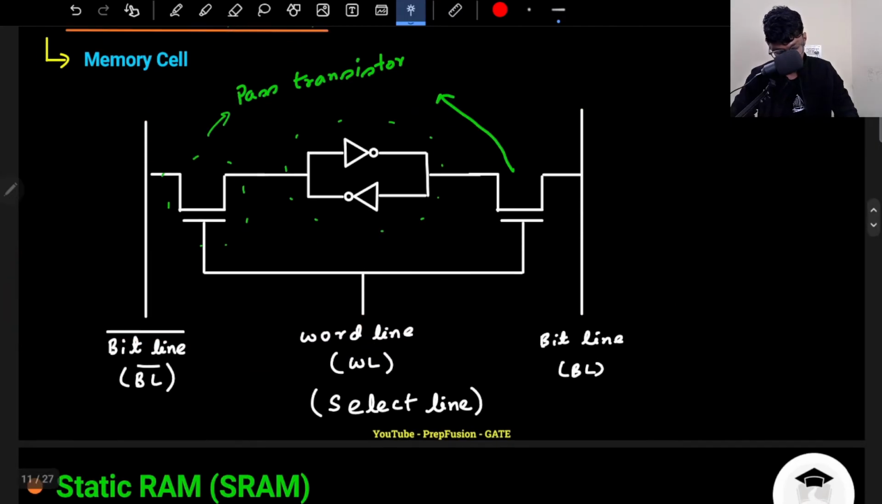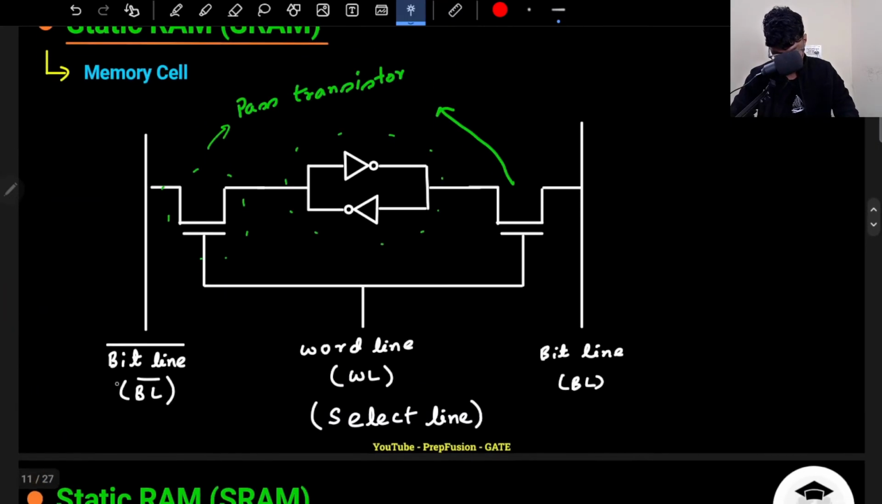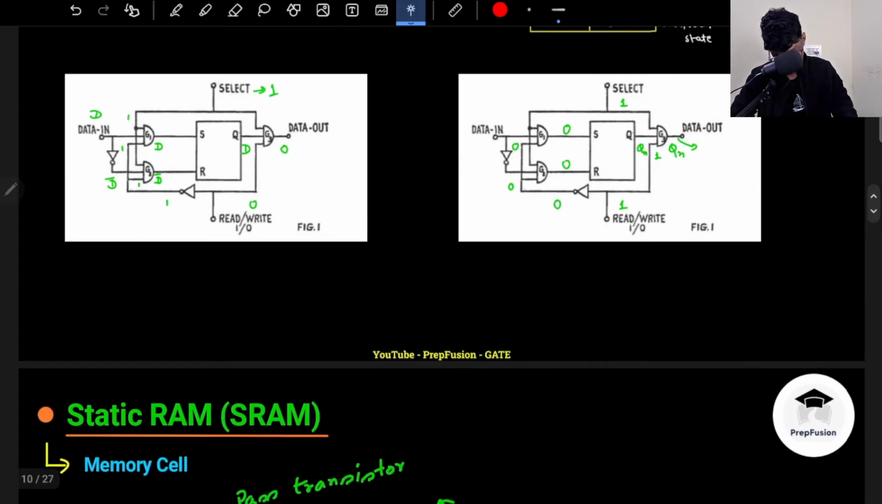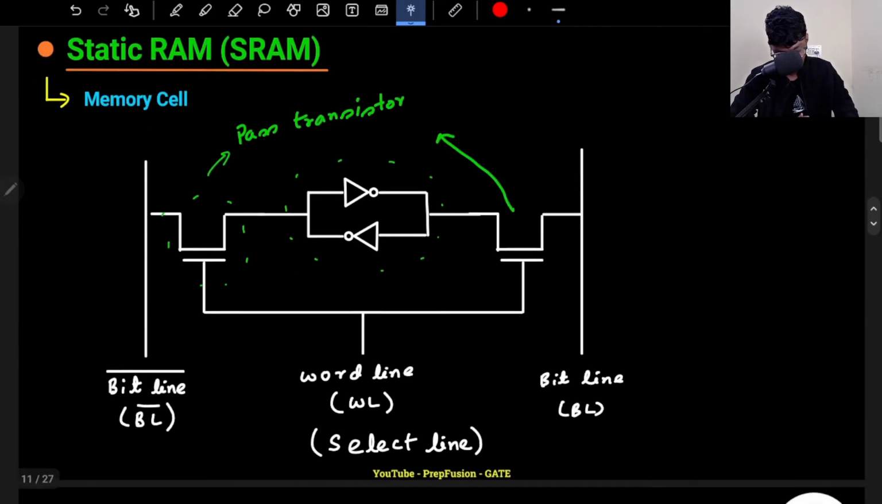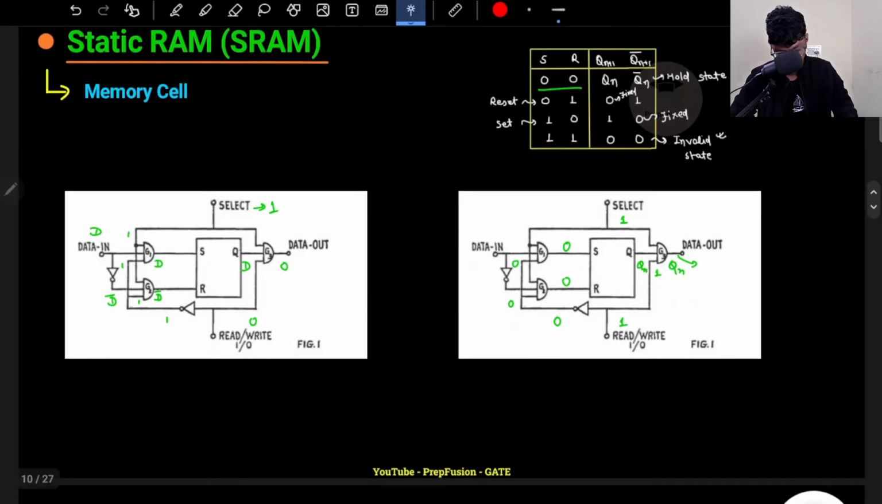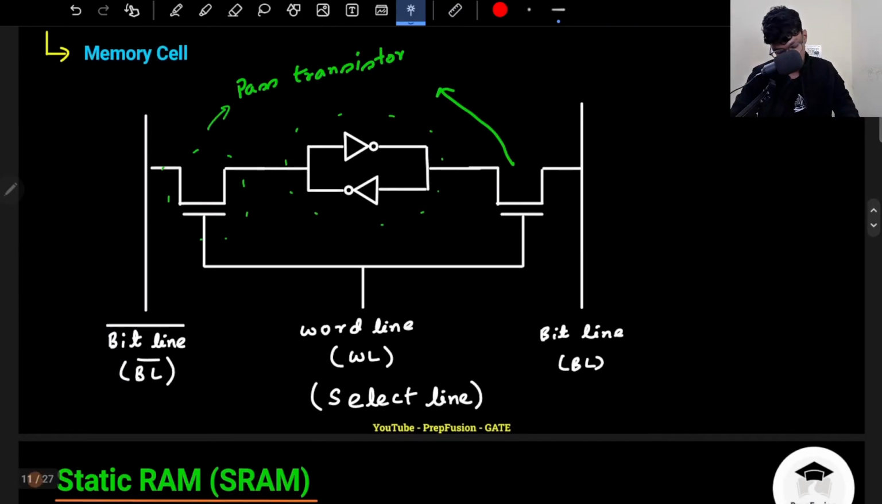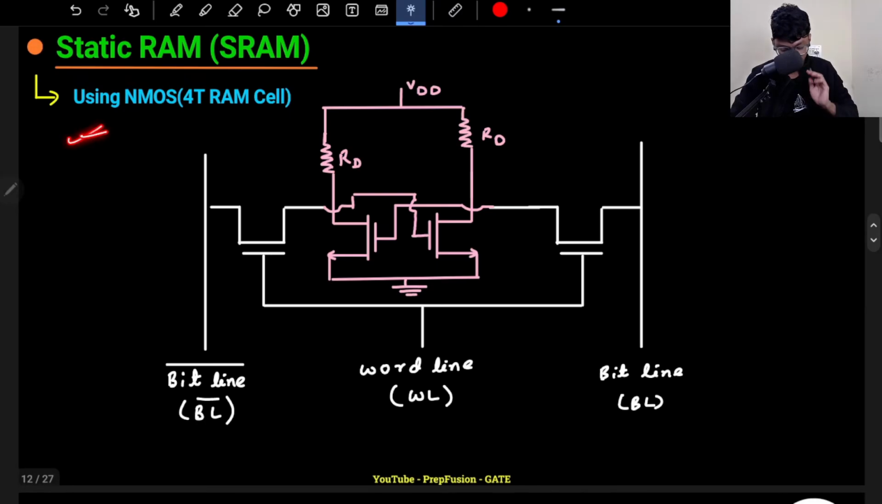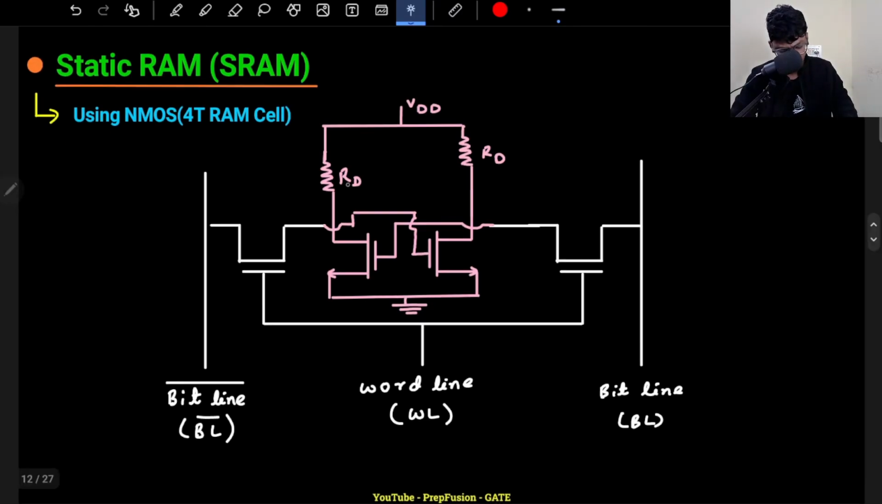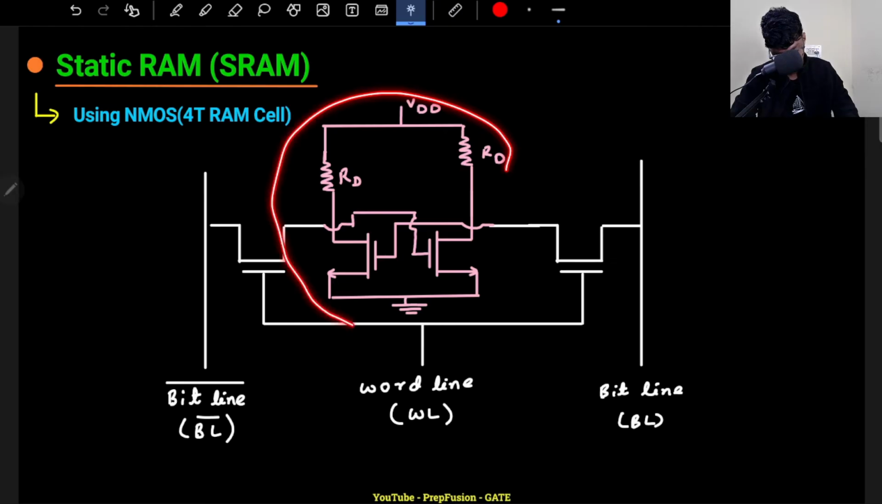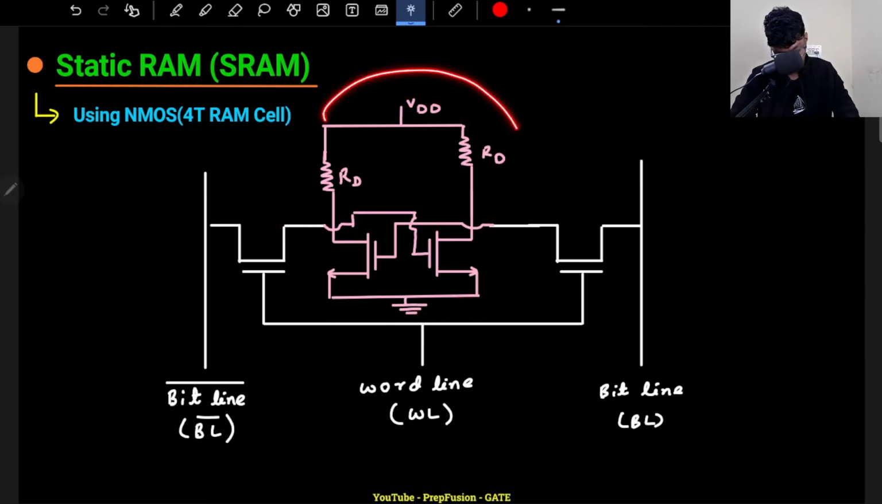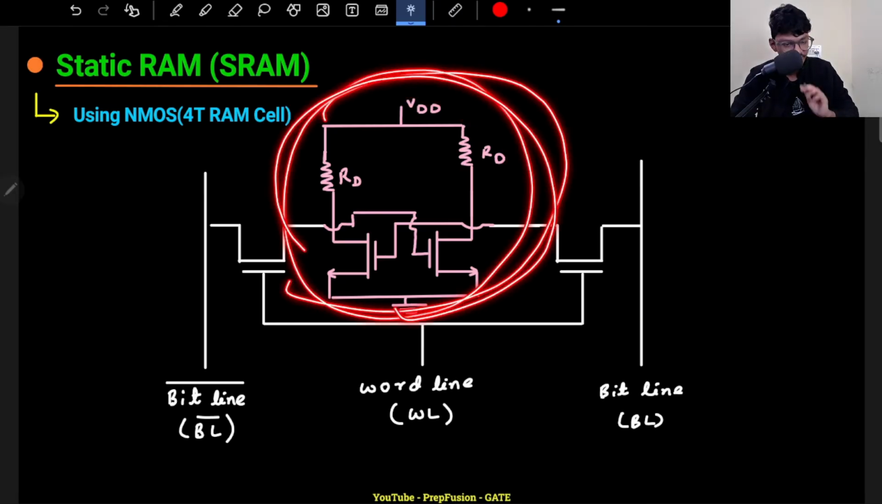Now I will come to the main circuit. This bit line is just basically the data line. This select line, I hope you know, is also known as the word line that I have shown here. Now I am showing you the circuit from the analysis point of view. Here I have a static RAM using 4 transistors. I hope you know how to make a NOT gate using a transistor. This is simply the NOT gate. I have replaced this circuit with the latch. This was my SR latch, right? I have just simply replaced that.